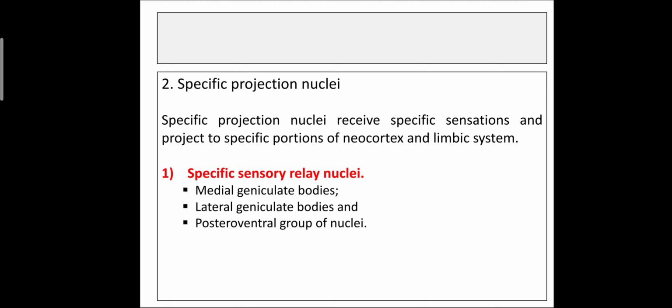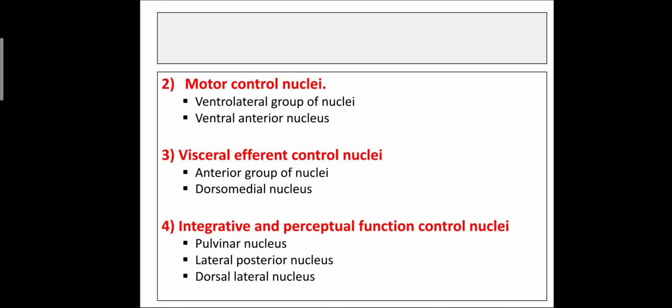Specific sensory relay nuclei: medial geniculate body, lateral geniculate body and the posteroventral group of nuclei. Motor control nuclei: ventrolateral group of nuclei and ventral anterior nucleus. Visceral afferent control nuclei: anterior group of nuclei and dorsomedial nucleus. Integrative and perceptual functional control nuclei: pulvinar nucleus, lateral posterior nucleus and dorsal lateral nucleus.